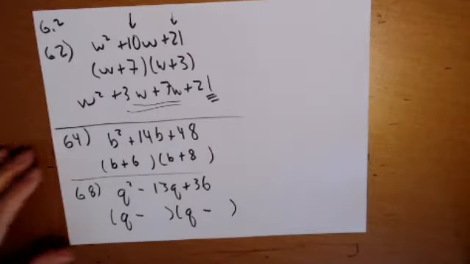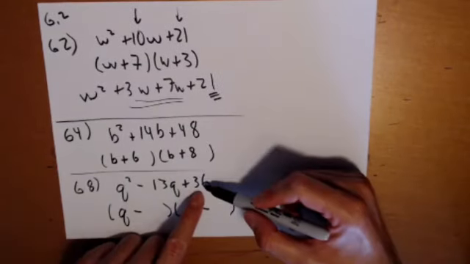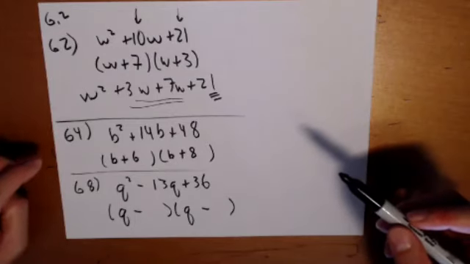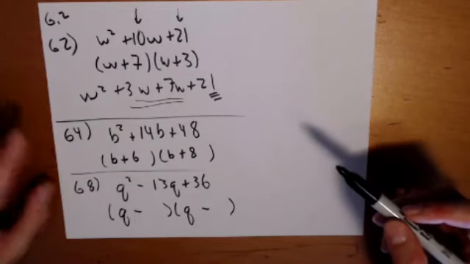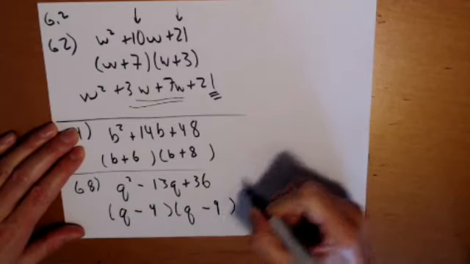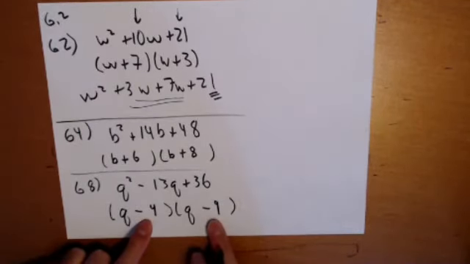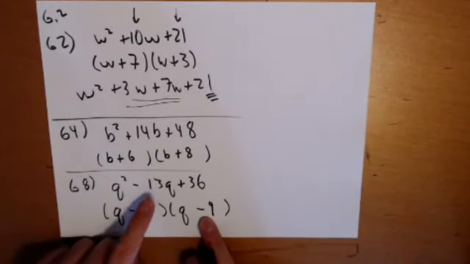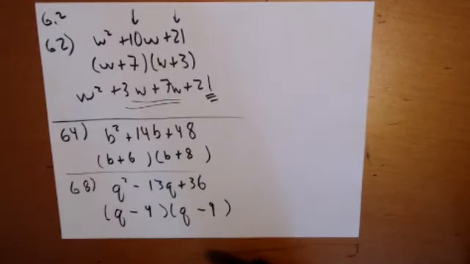So far, so good? Okay. So what times what is 36, but adds up to 13? 1 and 36, 2 and 18, 3 and 12, 4 and 9. Oh, 4 and 9. Negative 4 times negative 9 is positive 36. Negative 4 combined with negative 9 is negative 13. Aha. Okay, so let's see. Did they get a little trickier?